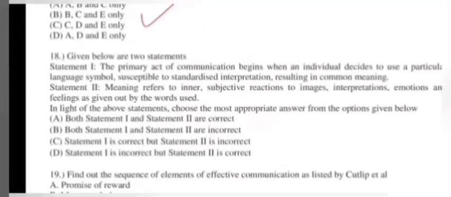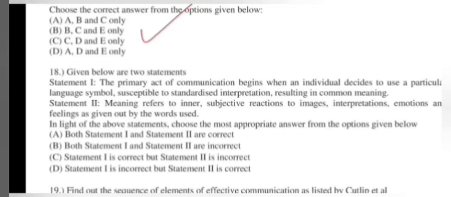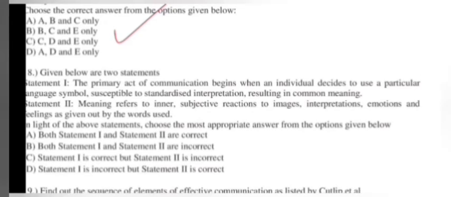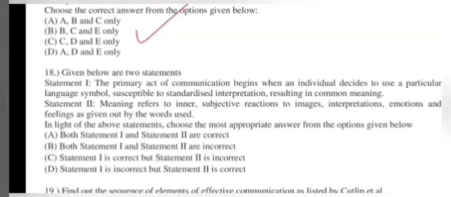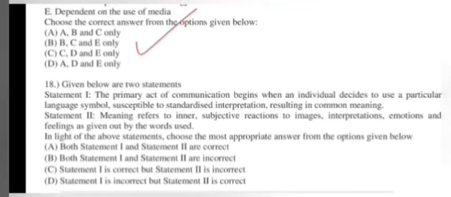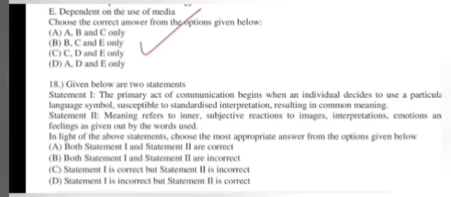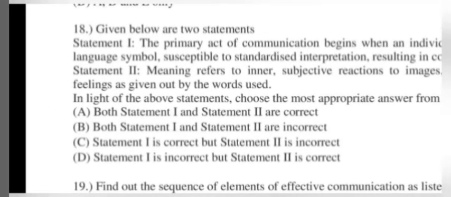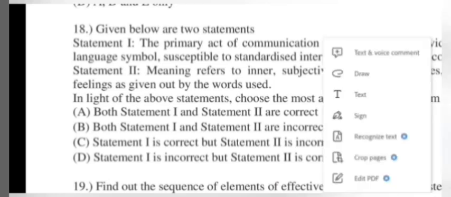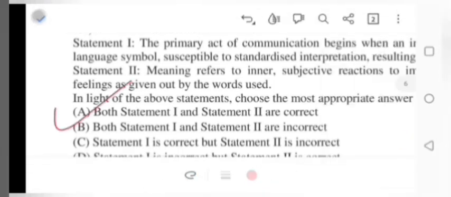Next, 18, it says given below are two statements. One says the primary act of communication begins when an individual decides to use a particular language symbol susceptible to standardized interpretation, resulting in common meaning. Statement 2 says meaning refers to inner subjective reactions to images, interpretations, emotions, and feelings as given out by the words used. Now choose the correct option. So these are the options as usual, as we have seen in other questions too. So the correct option will be both statement 1 and 2 are correct.